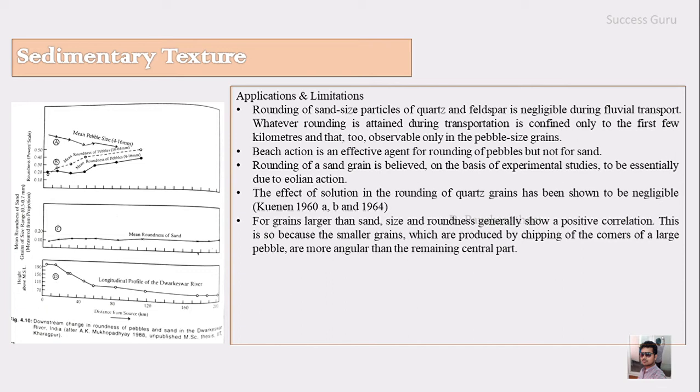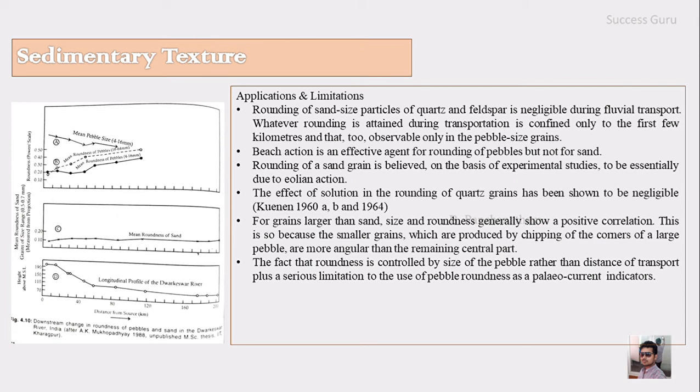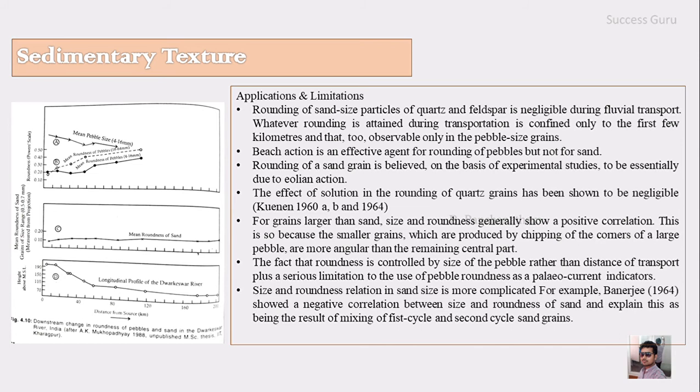And that is why, if the grains are larger in size, then they will be more rounded according to the distance transported. The fact that roundness is controlled by the size of the pebble rather than the distance of transport poses a serious limitation to using pebble roundness as a paleocurrent indicator. The size and roundness relation in sand size is more complicated.